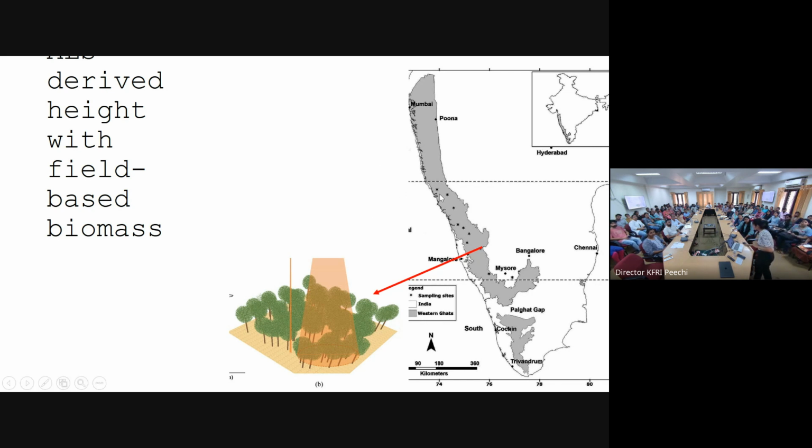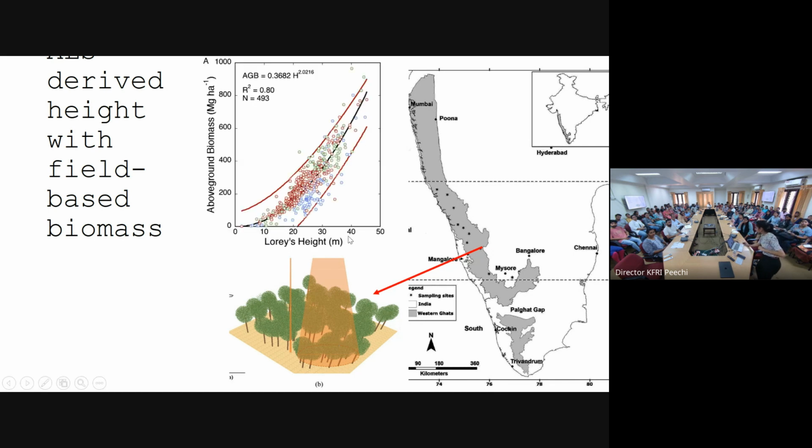So let's say these little dots that you have are your sampling plots, like your field plots, right? And you know the biomass of the field plots because you've already estimated them from allometric equations. And imagine that you have coincident airborne laser pulses in your field. So you relate the height that you get from airborne laser pulses to your field-derived biomass.